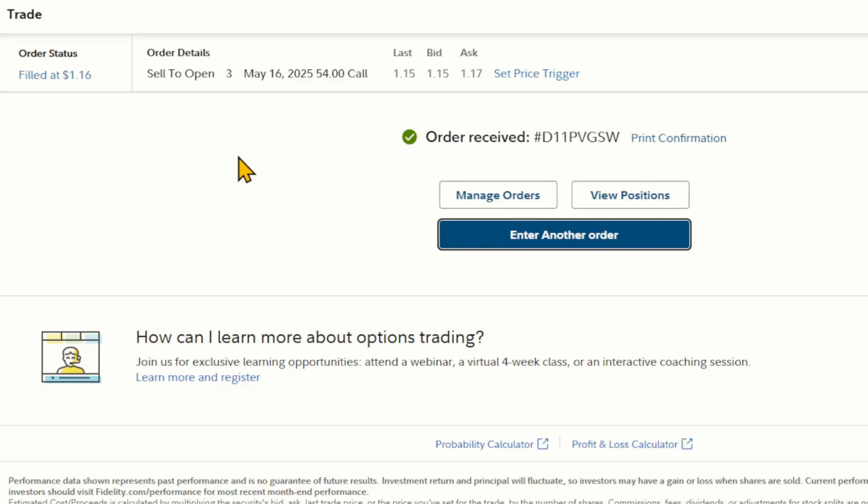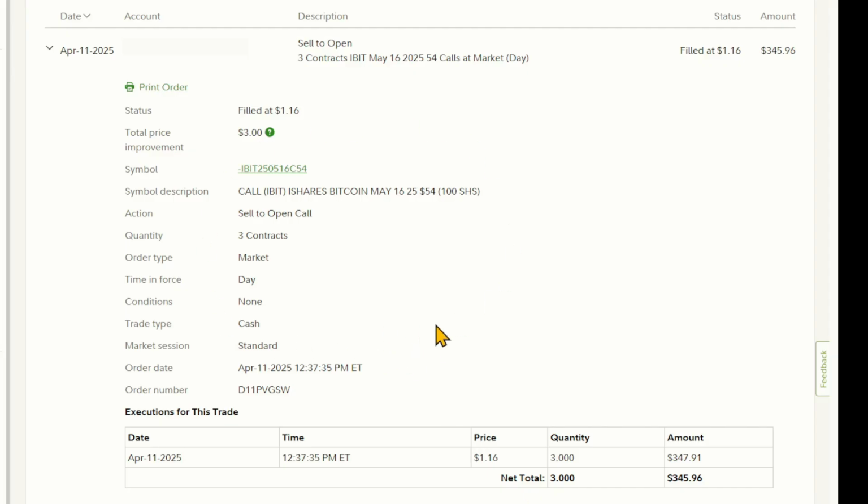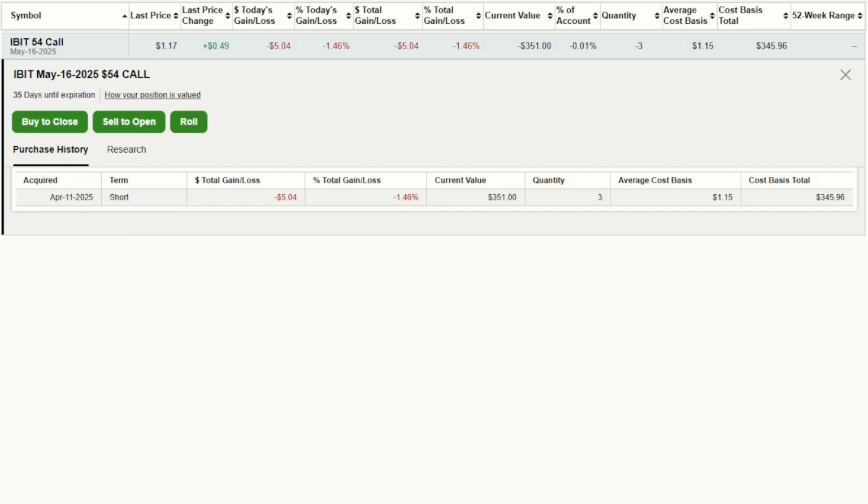It's been executed. And now we can jump over and take a look at it in my portfolio, so you can kind of see a live view of where it sits right now. And if we jump over to our activity and order screen, you're going to see the execution of that trade, the 3 contracts that we sold to open, and the credit that we received for that, $345.96, again, filled at that $1.16 price when we sold it. And in my account, along with all the stocks and ETFs that I own, you're going to see these call options, these put options that you've sold or that you've purchased. It will all be listed there.